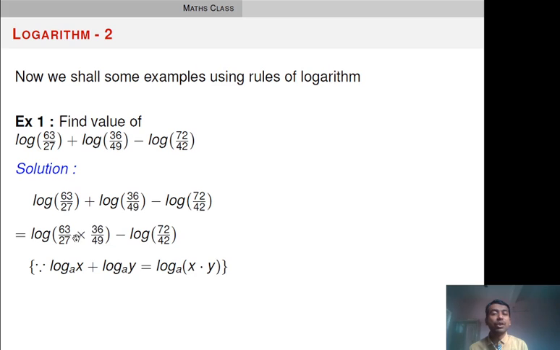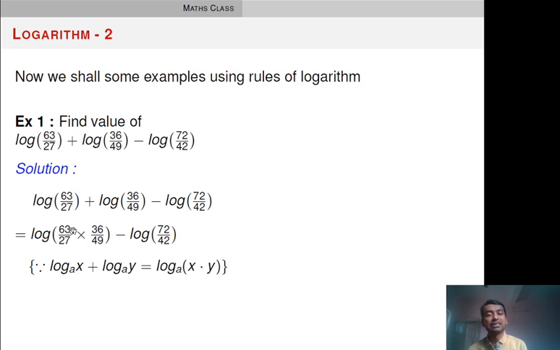So I have used only one rule here, that addition is converted into multiplication. Now here you can simplify these terms. It means whatever can be cancelled out, you may. For example, 36 is in numerator, 27 is in denominator. We can cancel out 9 from both of them. Similarly, 63 is in numerator, 49 is in denominator. We can cancel out 7 from both of them.